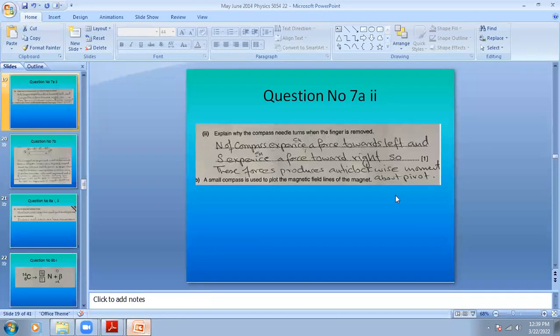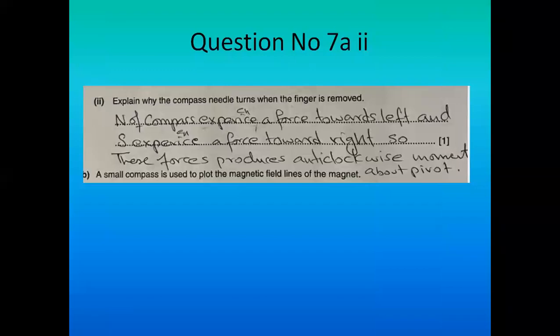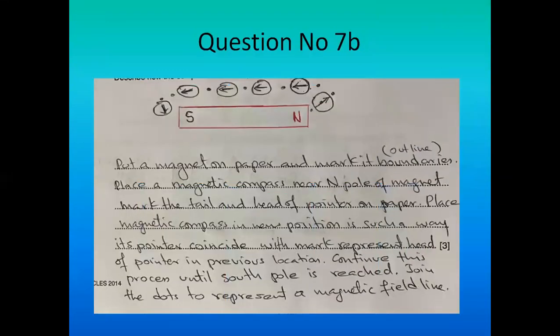So let me show you my written answer. Put a magnet on paper and mark its outline or boundaries. Place a magnetic compass near the north pole of the magnet. Mark the tail and head of the pointer on paper. Place the magnetic compass in a new position in such a way that its tail coincides with the mark representing the head of the pointer in the previous location. Continue this process until the south pole is reached. Join the dots to represent a magnetic field line. So once you have put these dots, simply join those dots.